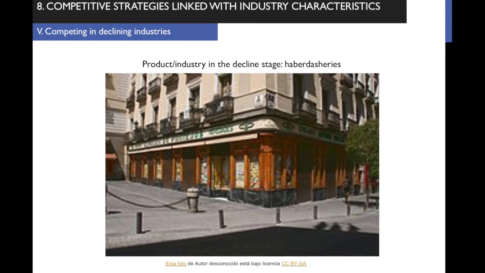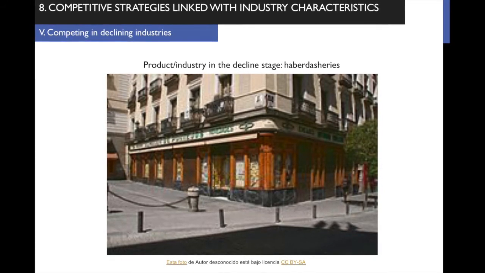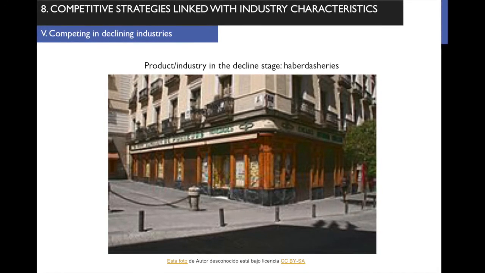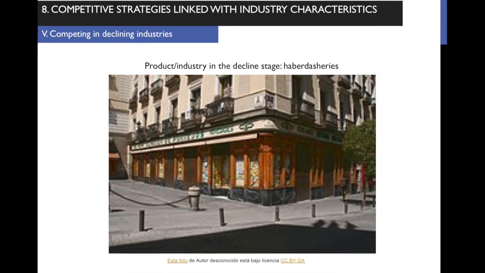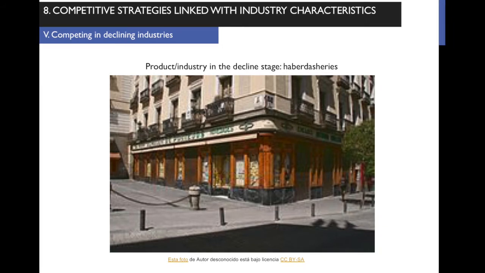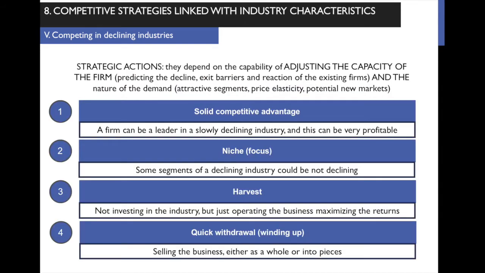And do you remember I told you that this industry is in the decline stage? Yeah, but it still has got some customers. And Madrid is a big city, so it has got a lot of customers. And let me tell you that whenever you want to find something from a haberdashery, you know that if you go to Pontejos, you are going to find it. So it's attractive. Well, which strategic actions can we carry out?